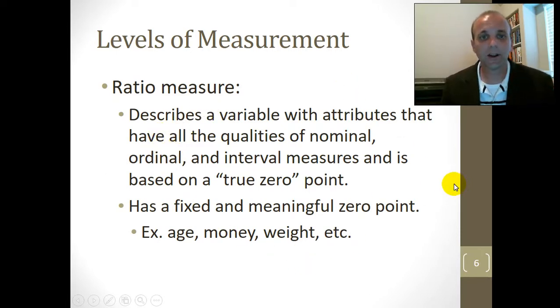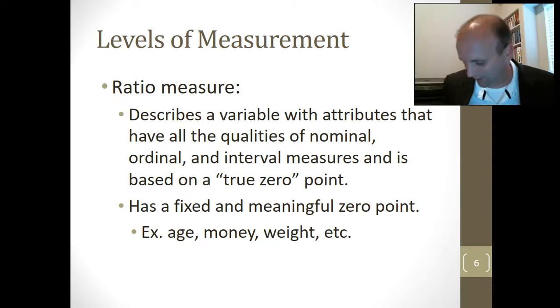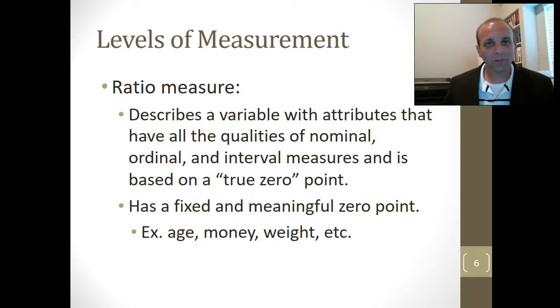But a ratio measure describes a variable with all the attributes that we discussed earlier, but there is a true 0 point. There's a fixed and meaningful 0 point. For example, your age. Once you're 0 years old, you're not born, you're not alive. Or money, I have no dollar bills in my wallet at this point in time. I have $0, or in my bank account, or weight, or whatever. All these things, that 0 means actually something. And it allows for division and multiplication, since you have a meaningful 0 point. And it allows for different mathematical procedures that don't necessarily exist within the other levels of measure.